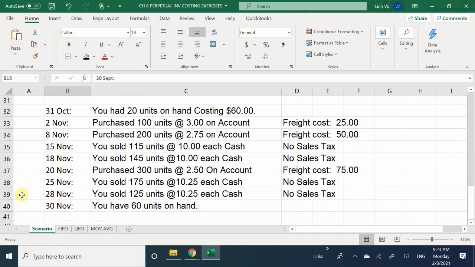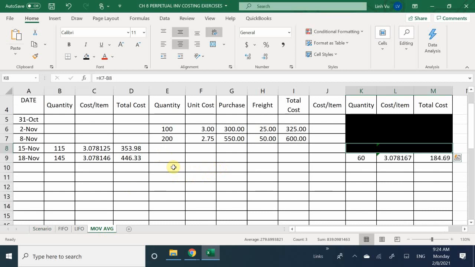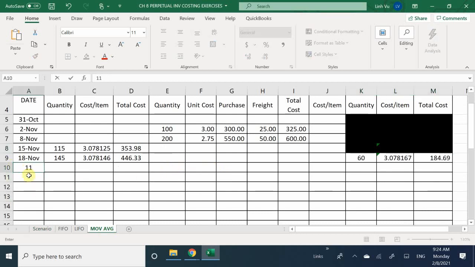So what has happened on November 20th? Purchase another 300 units at 250 with a freight cost of 75. So we purchased 300 at 250 with a freight of 75. So what's my total purchase price here? 750. And what's my total cost here? 825.